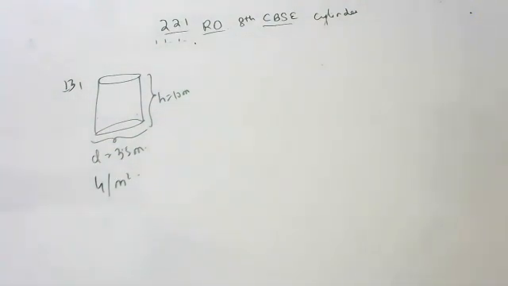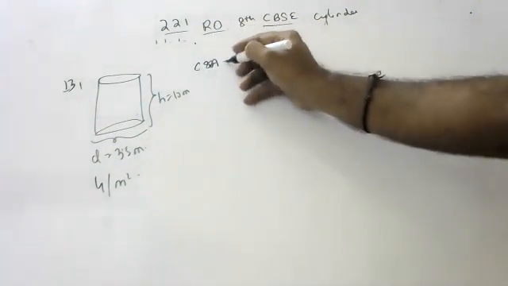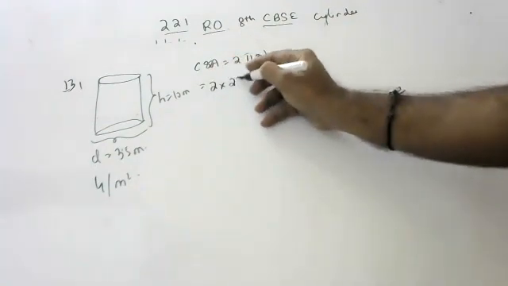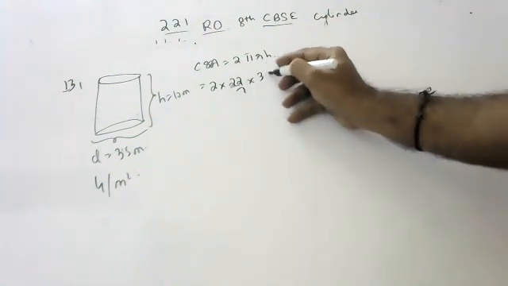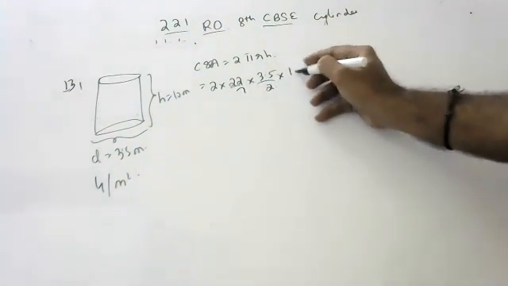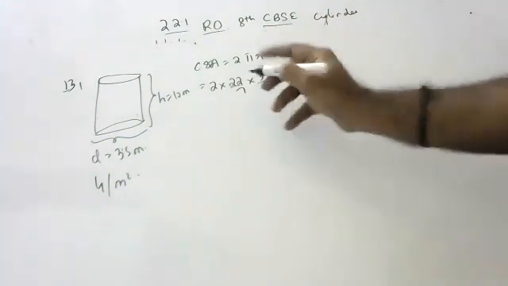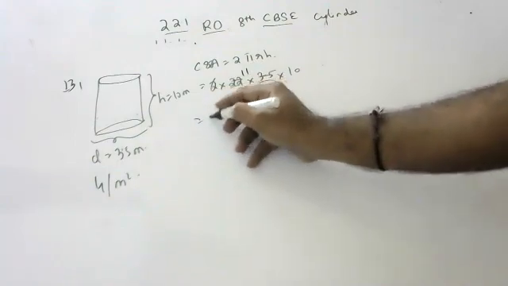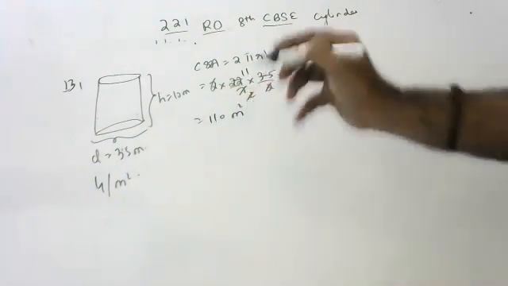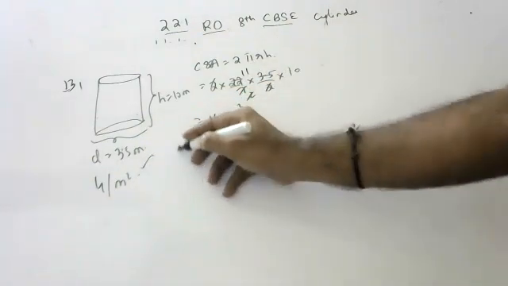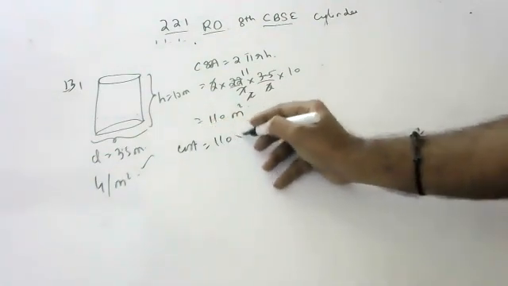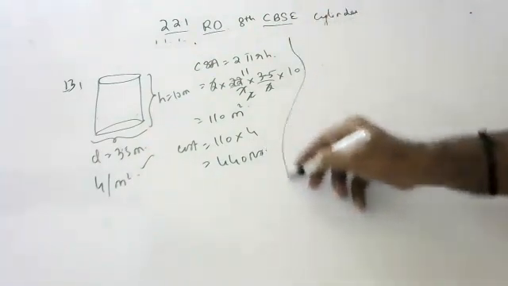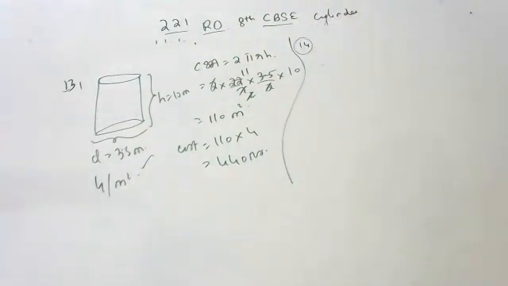CSA is equal to 2 pi RH, 2 into 22 by 7 into 3.5 by 2 into 10. The 2s cancel, giving 110 meters square. At 4 rupees per meter square, the cost is 110 into 4, that is 440 rupees.